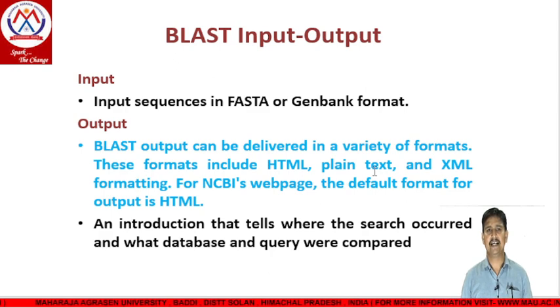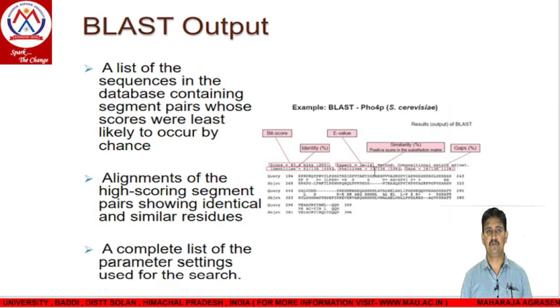An introduction tells where the search occurred and what database and query were compared. As shown in this slide, the output has a list of the sequences in the database obtaining segment pairs whose scores were least likely to occur by chance. Then there is an alignment of the high scoring segment pairs showing identical and similar residues. Then a complete list of the parameter settings used for the search, like e-value, bit score, identity, similarity, and the gaps of the sequence also.